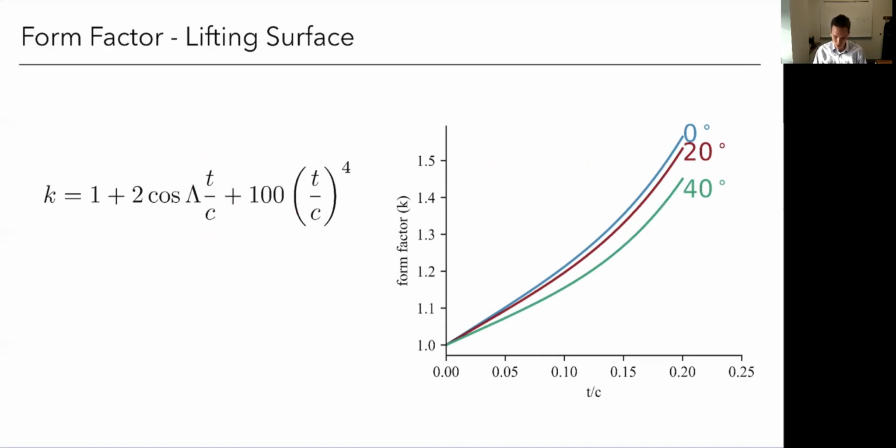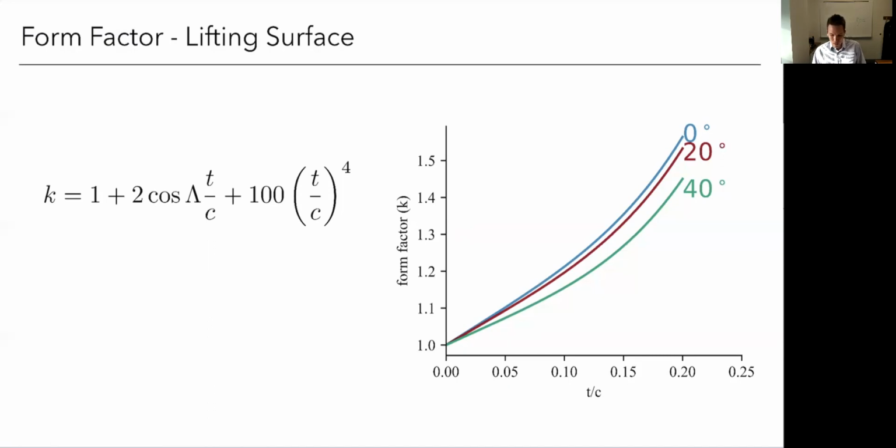So as you can see in the plots, as my thickness ratio goes up, my form factor increases. If my thickness was 0, my form factor is 1. And so this is a number that we're going to multiply against our skin friction coefficient. So for, again, a thickness of 0, flat plate, the multiplier is 1. I get back my flat plate solution as I would expect. But as my thickness increases, so if I've got a 15% thick airfoil, right, I multiply my skin friction or drag coefficient by 1.35 or whatever it is.